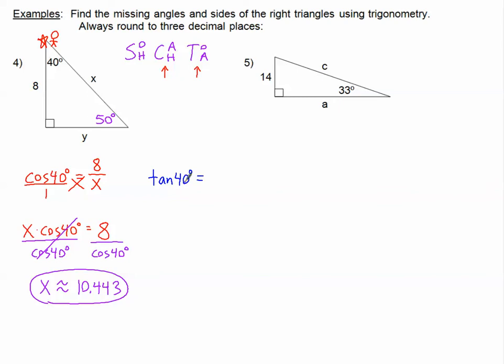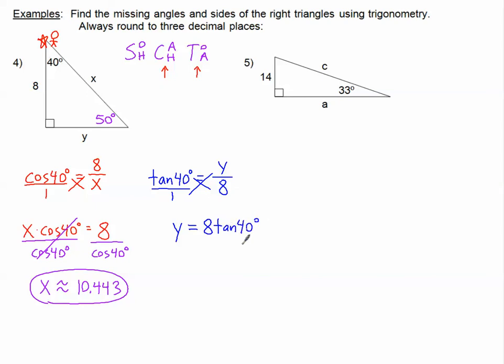I set up a tangent of 40-degree equation because the tangent of 40 degrees will be opposite y divided by adjacent 8. So y divided by 8. That's what our tangent ratio says. Opposite over adjacent, y divided by 8. Again, I like to put this over 1 so I can clearly see my cross multiply. I like to start with the diagonal that has the variable, so 1 times y will equal 8 times the tangent of 40 degrees.